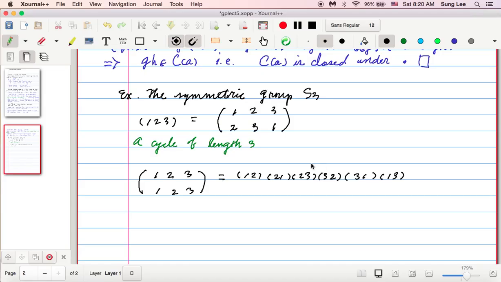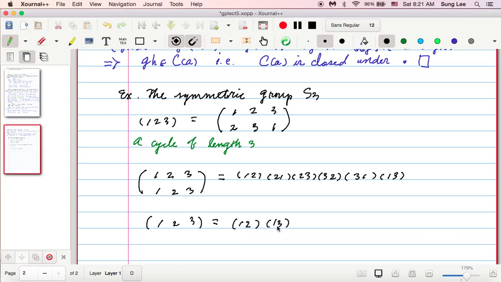Okay, in fact, I also mentioned that any permutation can be written as a product of transpositions, right? So for instance, the cycle (1 2 3) can be written as (1 2)(1 3). So you can check it. Here 1 goes to 2. What about the right hand side? The 1 goes to 2.